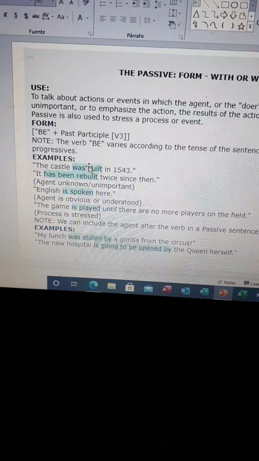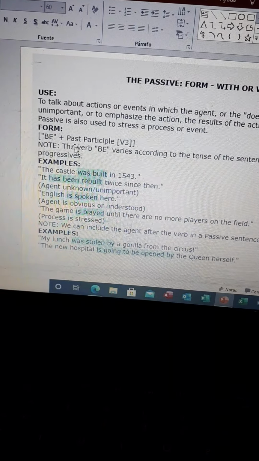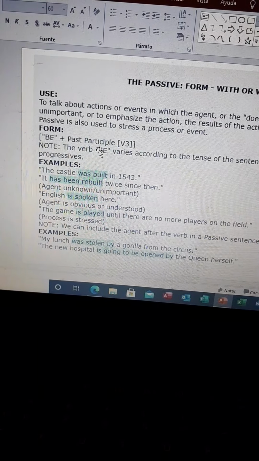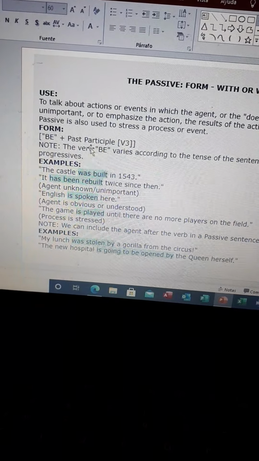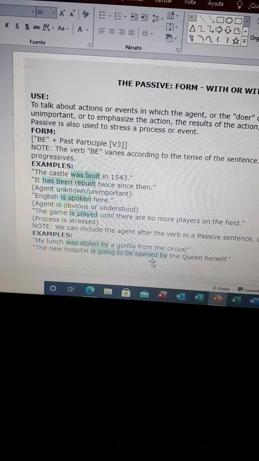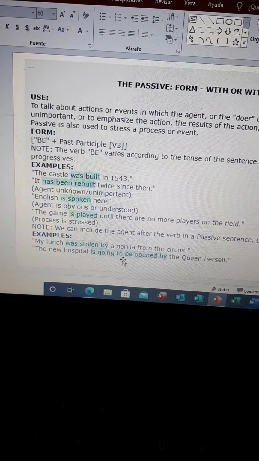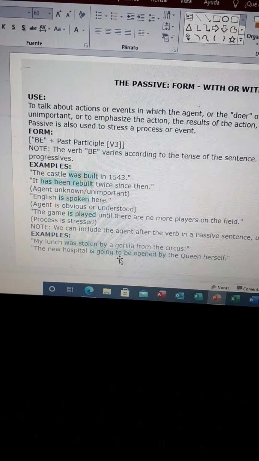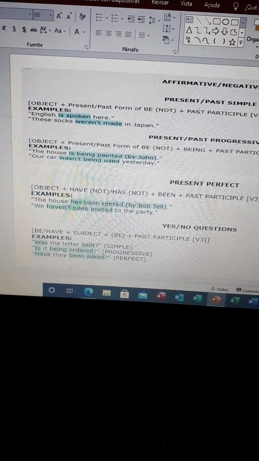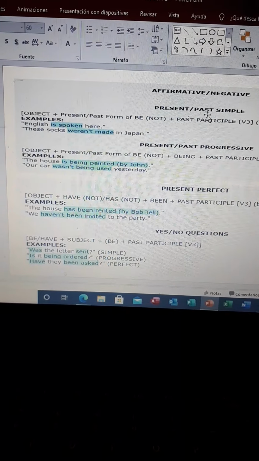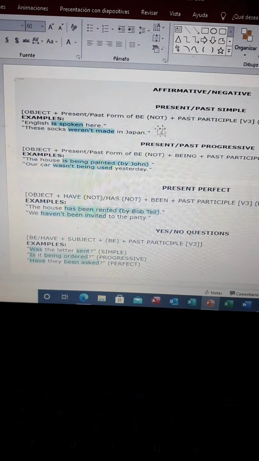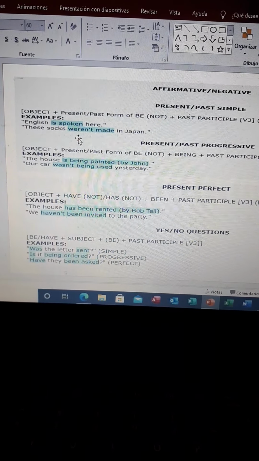And the action has to be what? In past participle, the third form of the action, okay? Like we already reviewed the past participle for the past perfect, well, we're just supposed to remember some actions with past participle, okay? So the new hospital is going to be opened by the queen herself, okay? It's going to be opened, okay? Será, ¿sí? Será abierto, okay? Así es la traducción. For example, in present or in past simple, okay, we're going to use is for present, for past, was or were, okay.